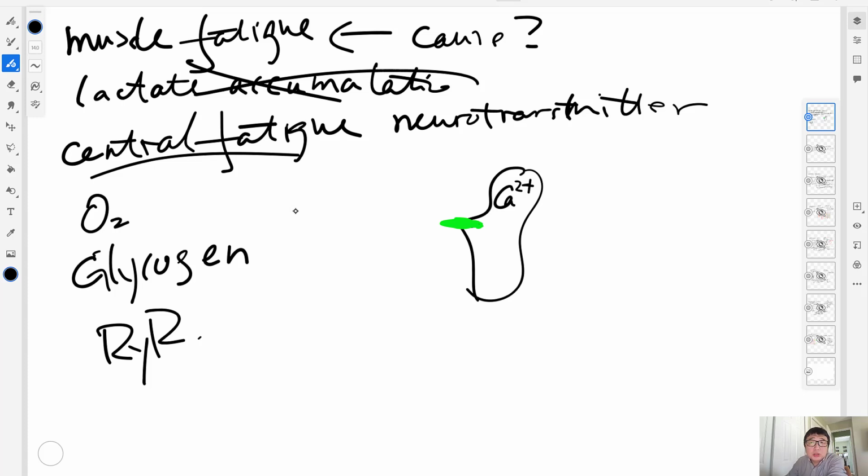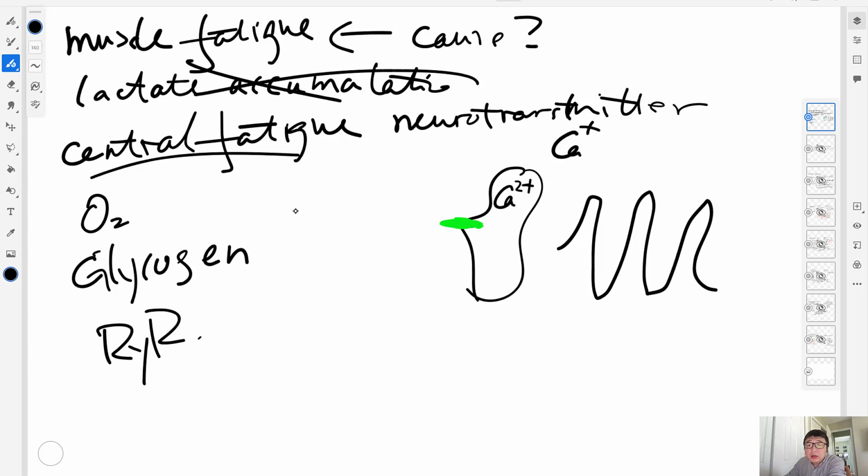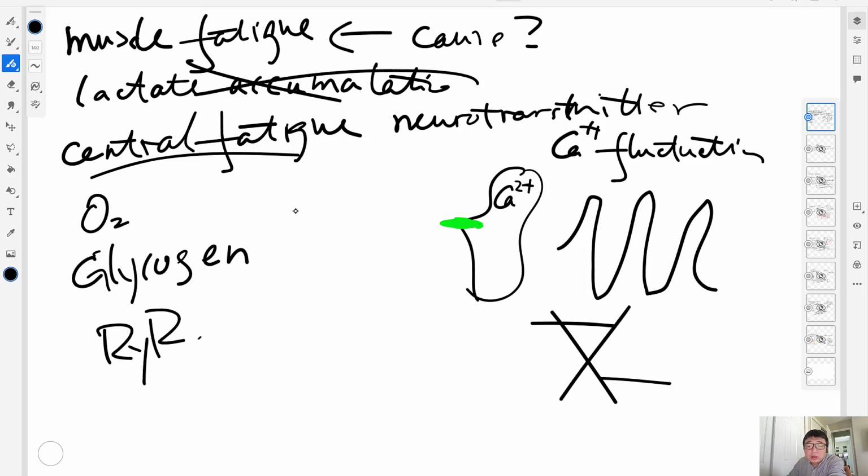During muscle contraction, it's not always open or always closed. It's constantly open, close, open, close, to generate a calcium fluctuation. And this calcium fluctuation is very important for muscle contraction. It cannot go always high or always low, otherwise the muscle cannot contract.